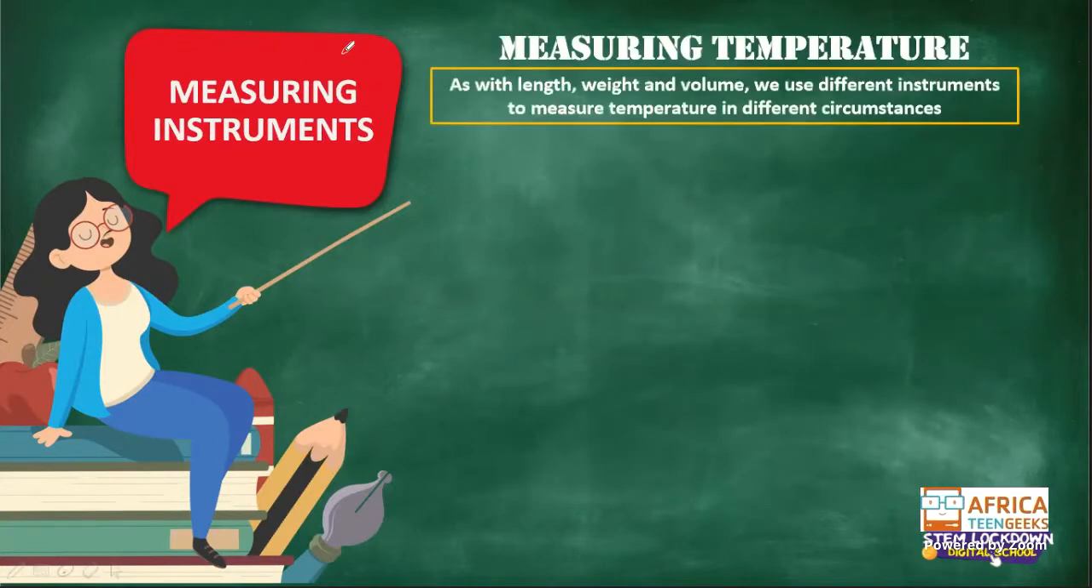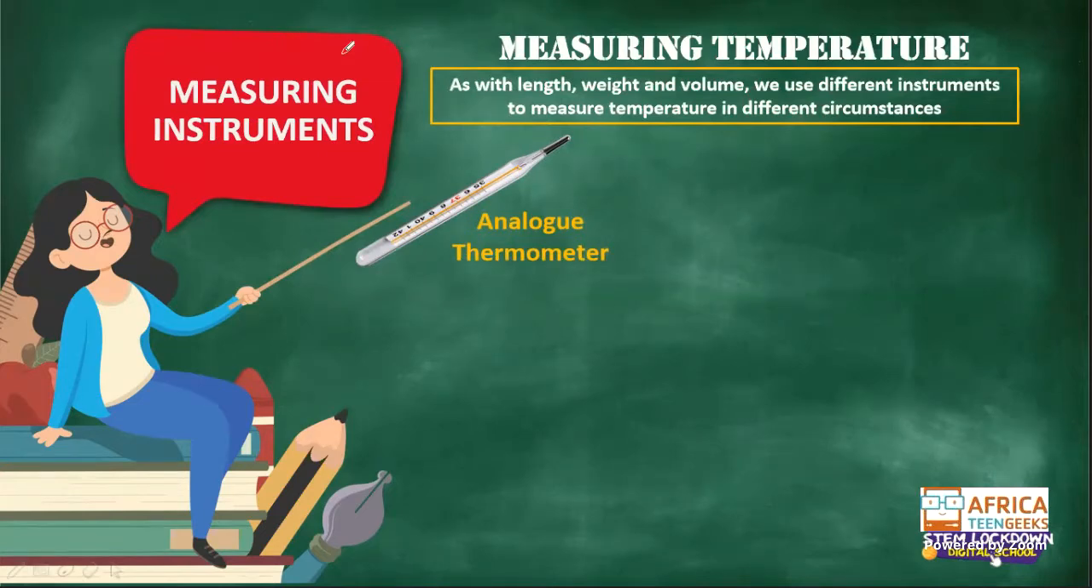Okay, so let's quickly look at those instruments. And remember, the same with everything that we've done this week: length, weight, volume. We use these instruments to measure temperature in different circumstances. Okay, so here we have our standard analog thermometer, the ones that mom would use to put underneath your tongue or under your arm to measure your temperature. Here are some digital ones, because remember the old ones had mercury inside. Now we have the digital thermometers.